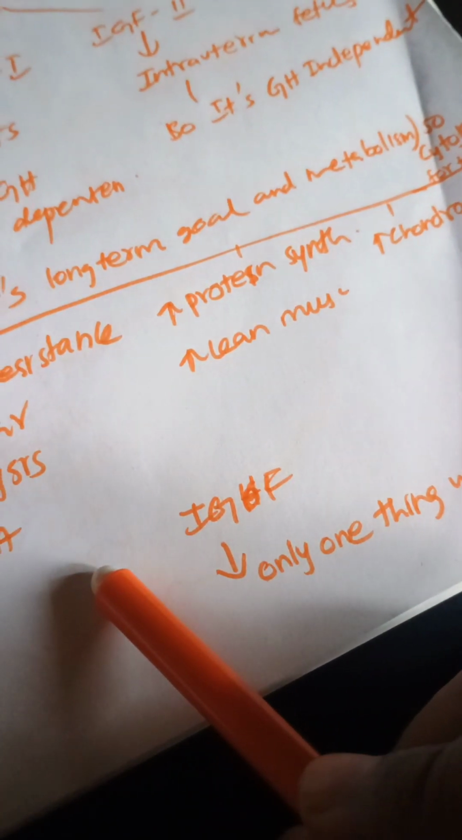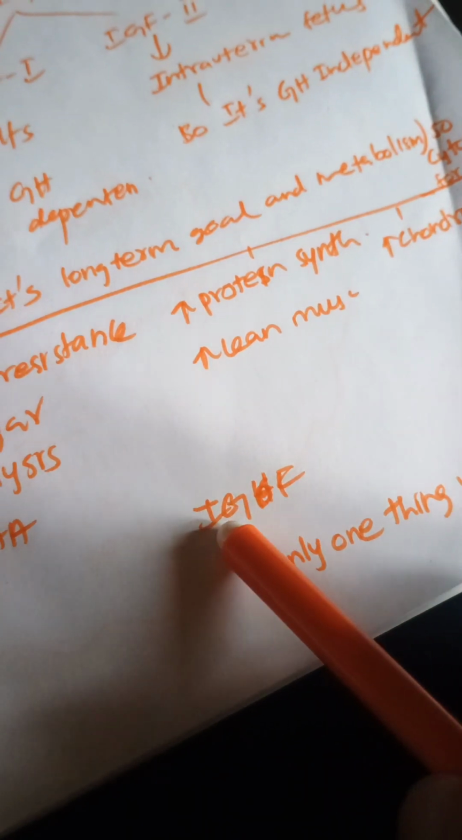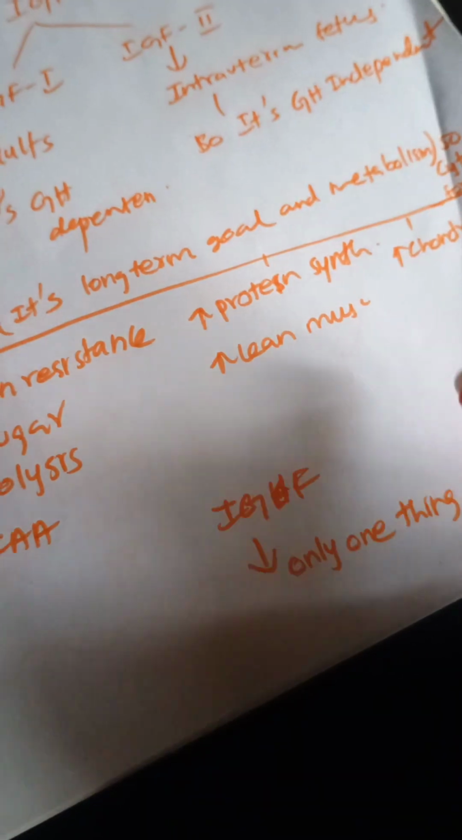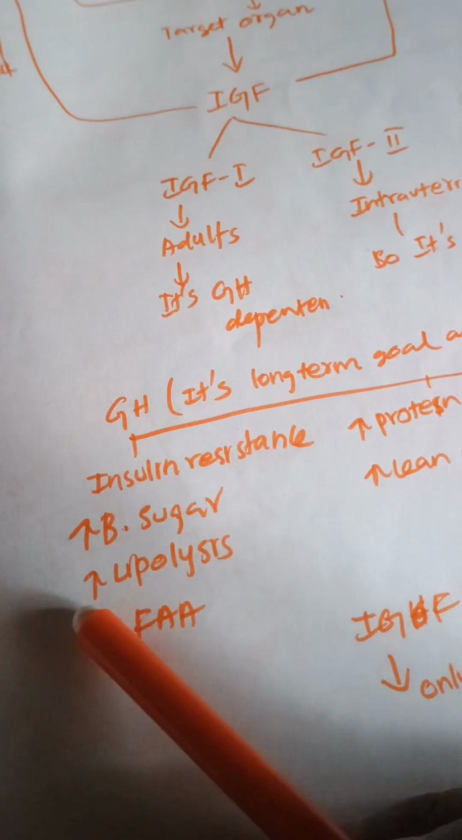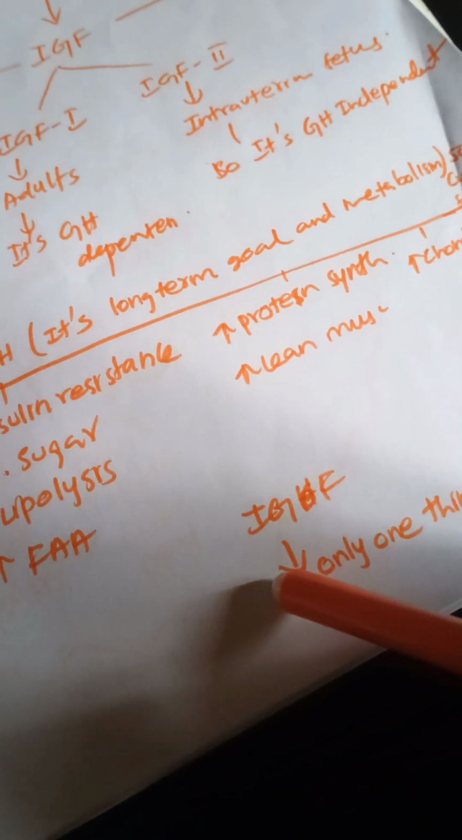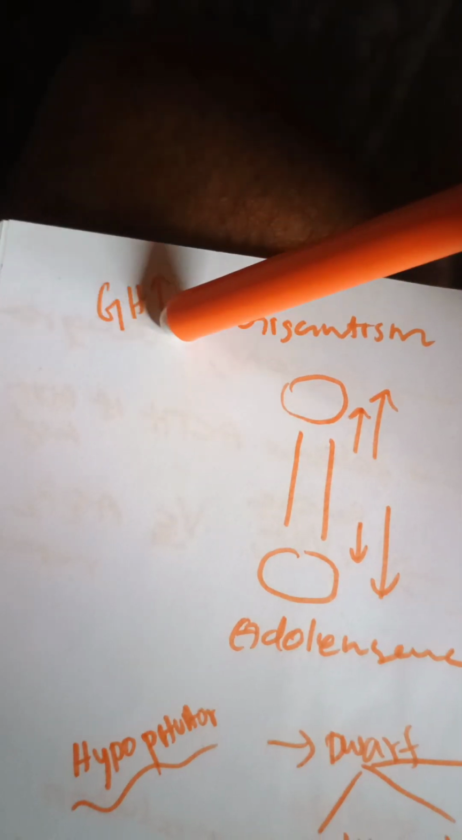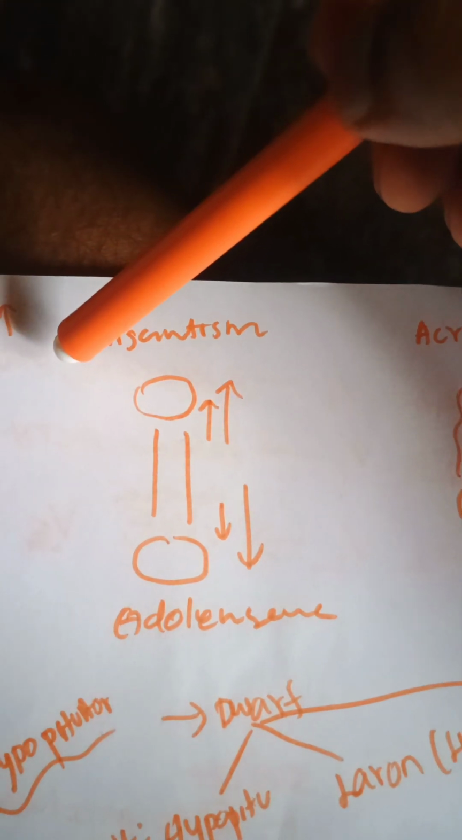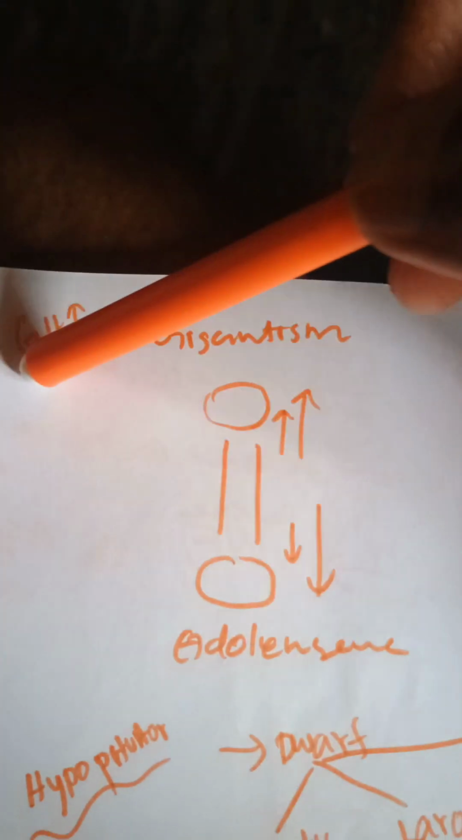So insulin-like growth factor acts with similar functions to the growth hormone. It only varies in lipolysis. Growth hormone increases lipolysis. Insulin-like growth factor is anti-lipolysis. Hypersecretion of growth hormone has two conditions: gigantism and acromegaly. Gigantism is for adolescents and children, acromegaly for grown adults.